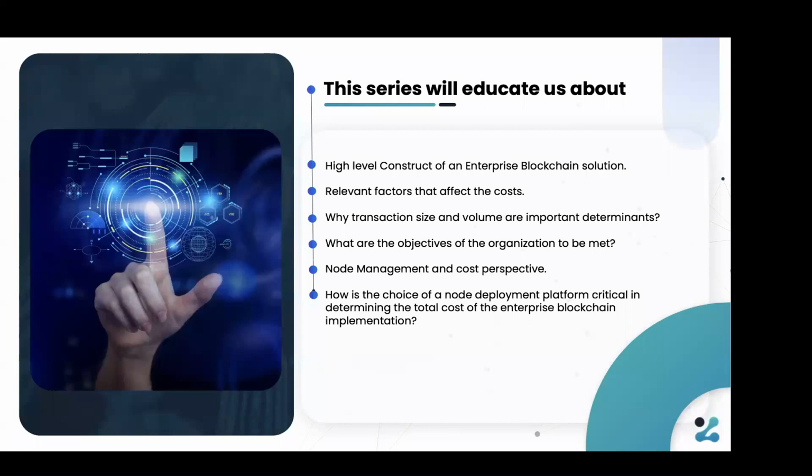And then we would talk about one of the most important ones, the node management piece, and how it impacts the cost and the surroundings of it, and how you can maneuver your way out of it, and become a masterclass in terms of managing your ownership cost. And then in the end, you would talk about the critical aspects in terms of arranging the whole cost of one enterprise blockchain implementation.